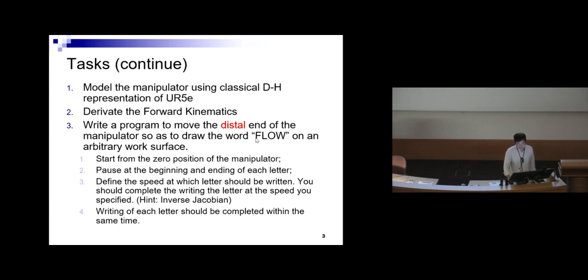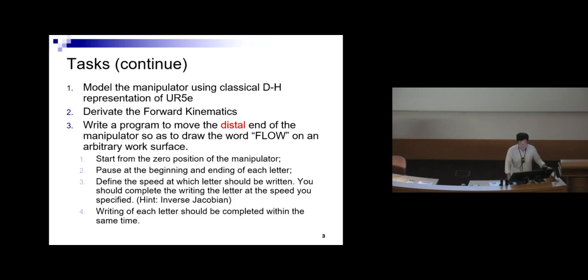When you draw the robot F, you should draw it at the speed that you specify, and you should complete the writing of the letter at that speed. The writing of each letter should be completed within the same time. If your simulation takes 10 seconds to complete the writing of F, you should take 10 seconds to complete the writing of L, and 10 seconds to complete the writing of the O, and so on.